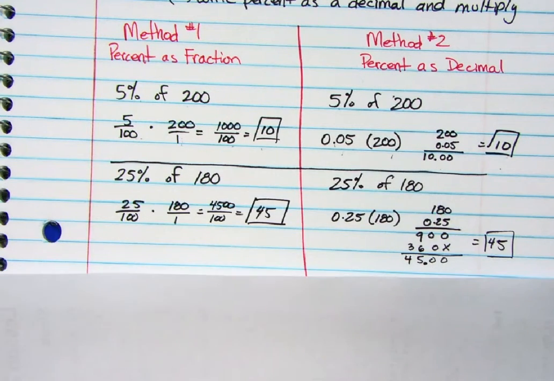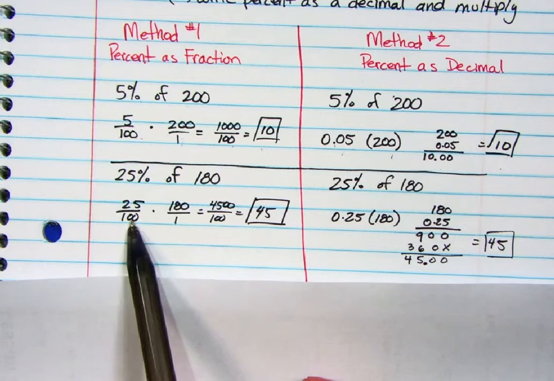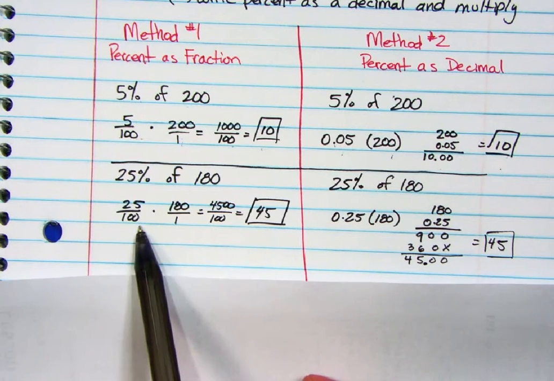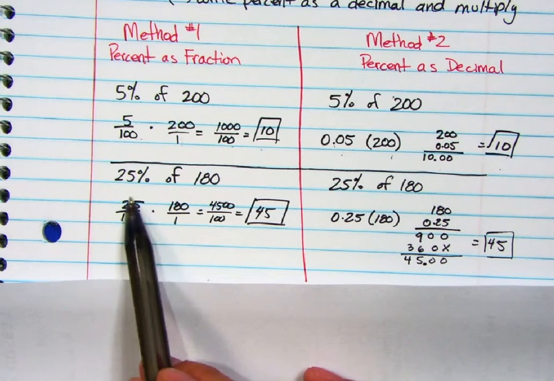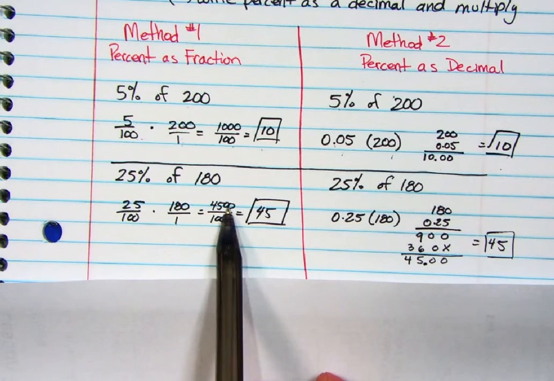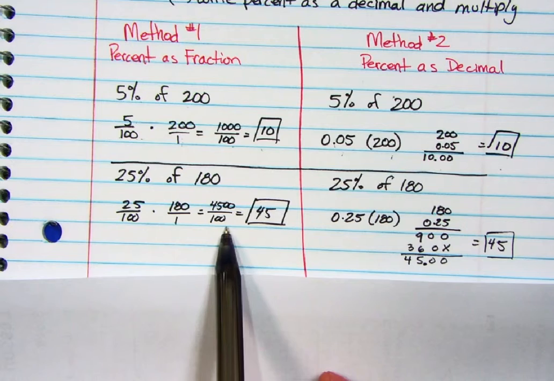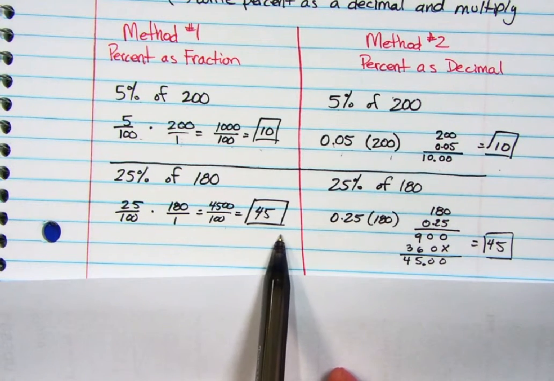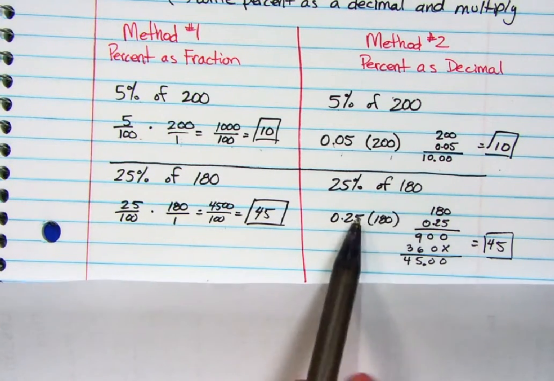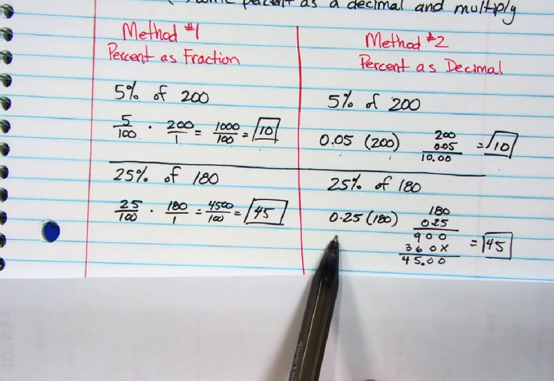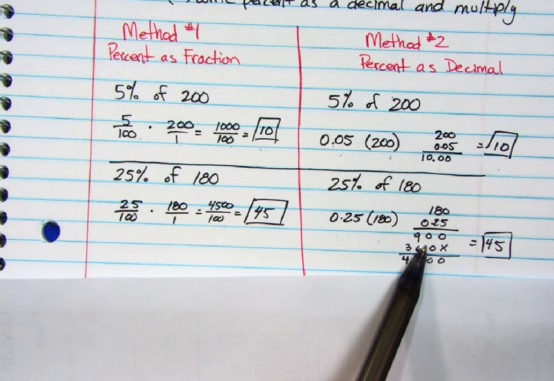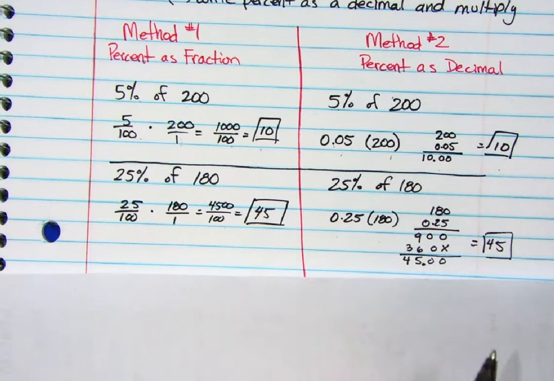Let's try another problem here. 25% of 180. 25% as a fraction is 25 over 100 times 180 over 1. I went ahead and multiplied straight across, got 4,500. 1 times 100 is 100, and I divide. I get 45. 25% of 180 as a decimal. Once again, I change it by moving the decimal 2 spots over. Multiply by 180 the long way here, and move my decimal, and I find out it's 45. So either way, I get the same.